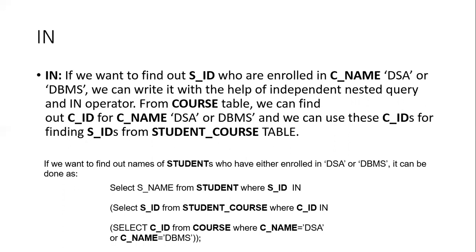Okay, so it will return those student IDs whose course ID is C1 and C3. Okay. Next, the next innermost query will return the student IDs S1, S2, and S4 a set. Again, it will return a set S1, S2, and S4. Okay, S1, S2, and S4 are the values of the set.